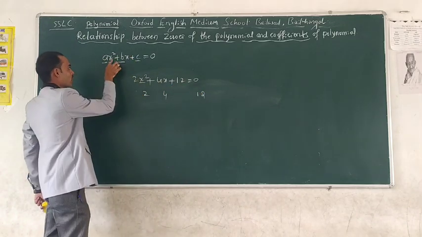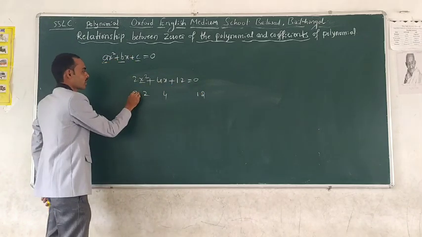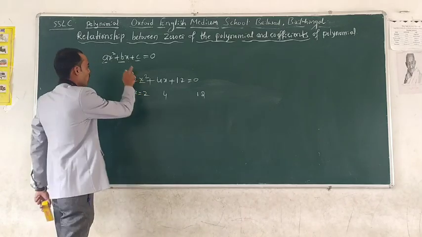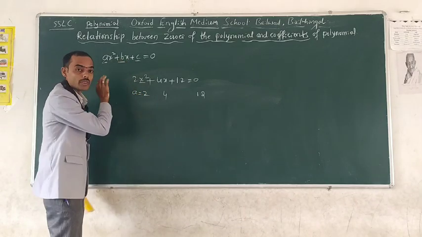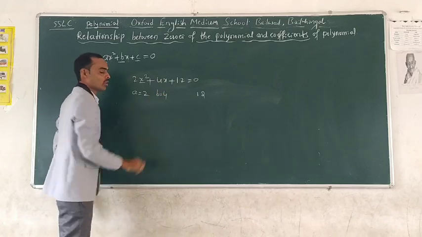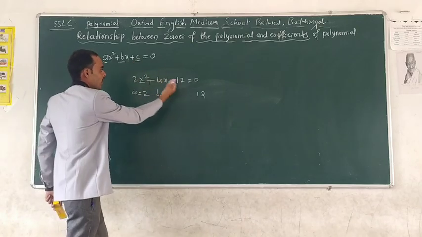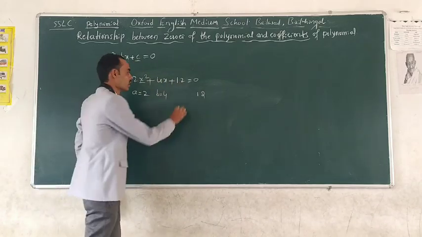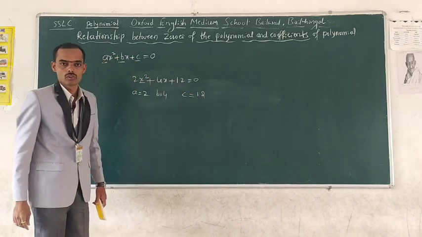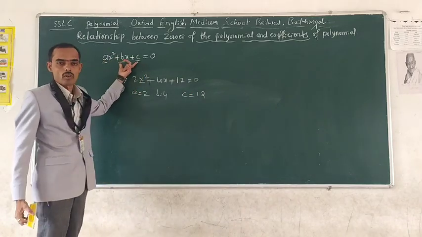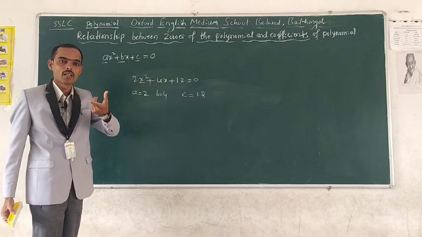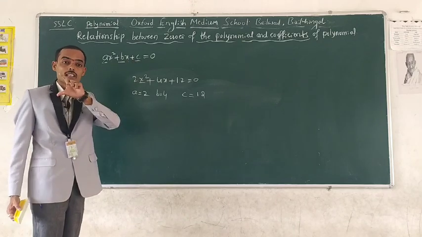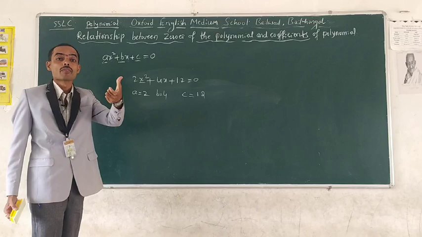Here the coefficient of x square is 2, the coefficient of x is 4, the constant is 12. The coefficient of x square is nothing but a, therefore a is equal to 2. The coefficient of x is b, therefore b is equal to 4. The constant is c, therefore c is equal to 12. So, this is the general form of a quadratic polynomial.